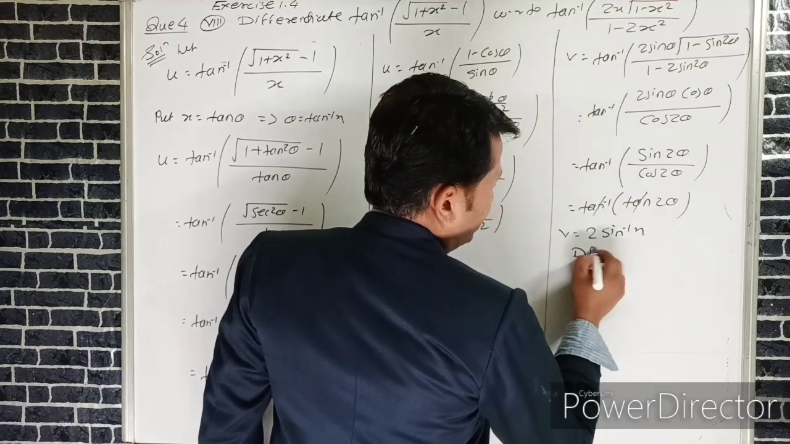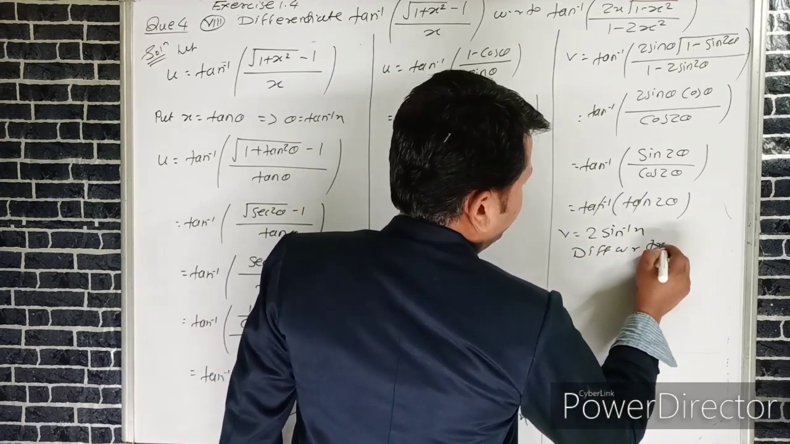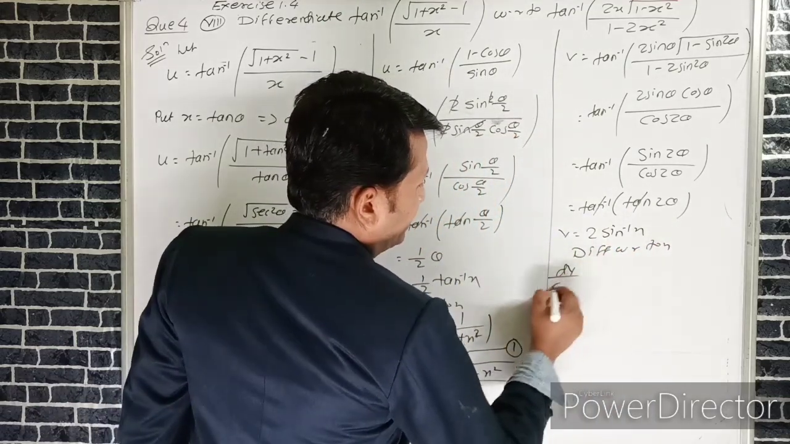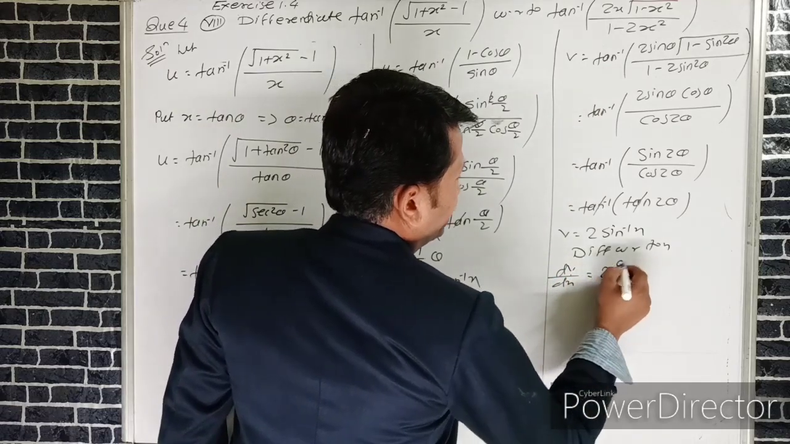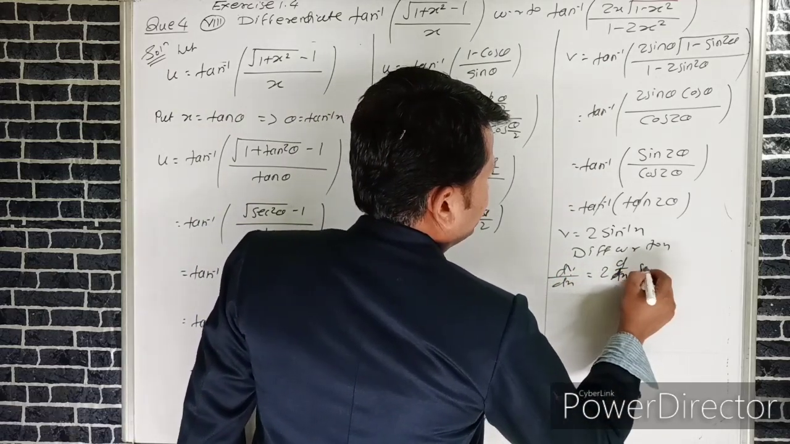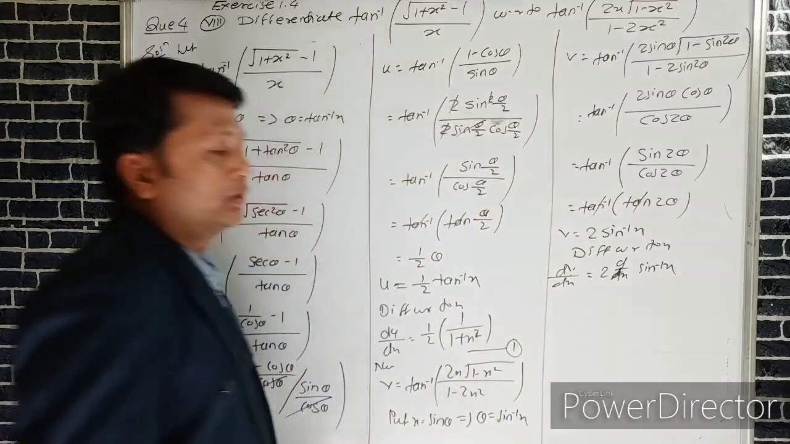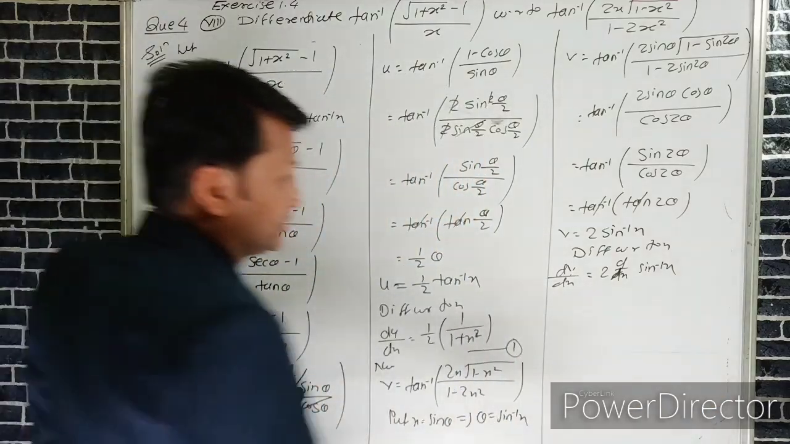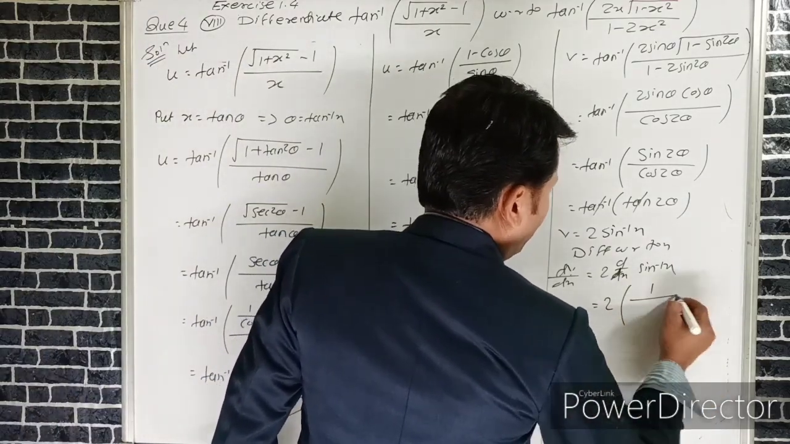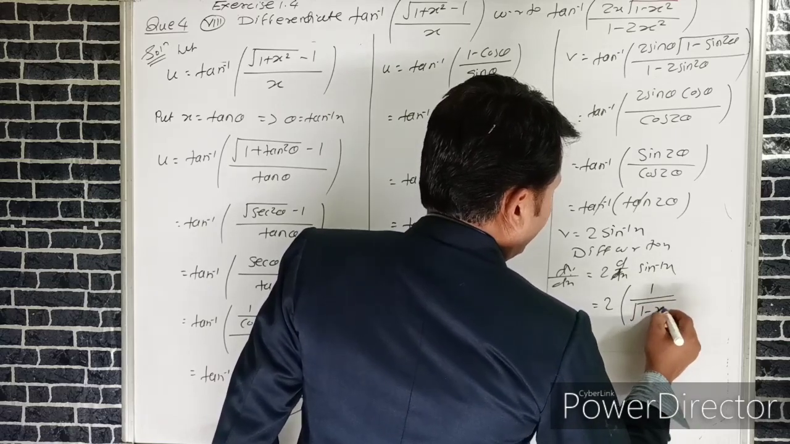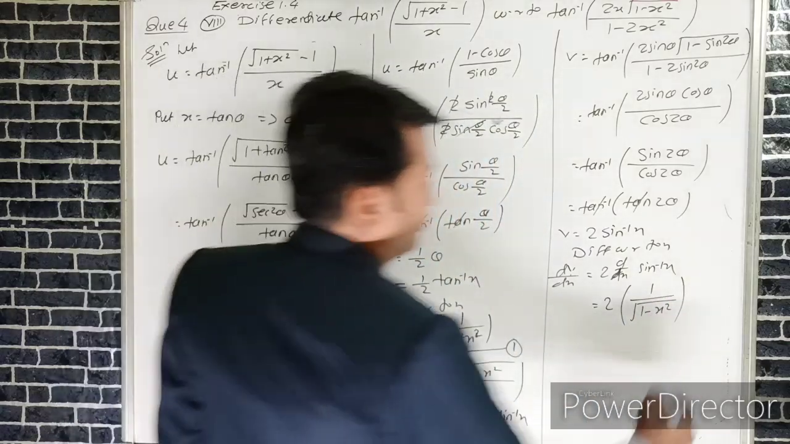If we differentiate with respect to x, then we can write dv upon dx is equals to 2 into the derivative of sin inverse x. We know that the derivative of sin inverse x is 1 upon under root of 1 minus x square, so it is 2 into 1 upon under root of 1 minus x square, which is number 2.